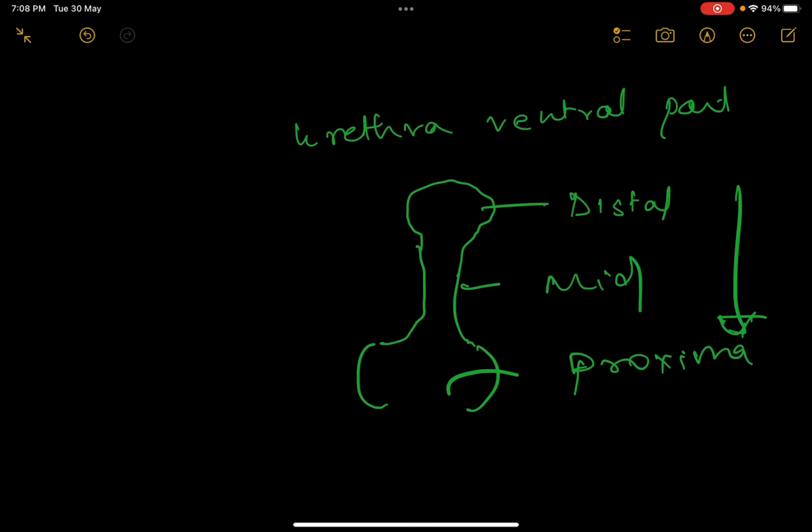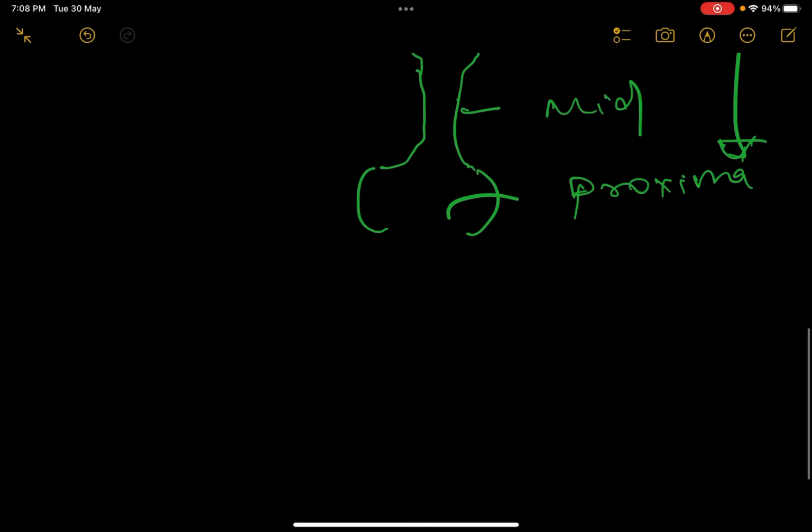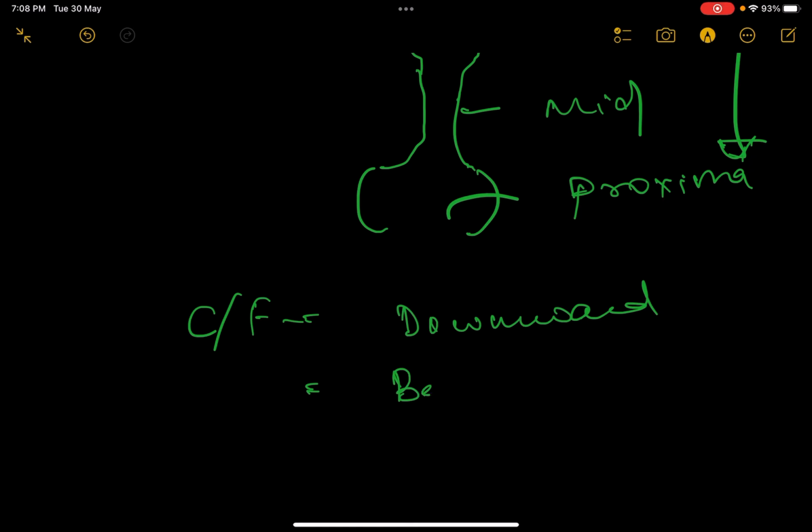So the patient is usually coming and complaining of a simple thing. The complaint is going to be that the urine is directed downward. He usually wets his thigh, downward urine. Second is that there is bending of the penis. Okay, so why is there bending of the penis?